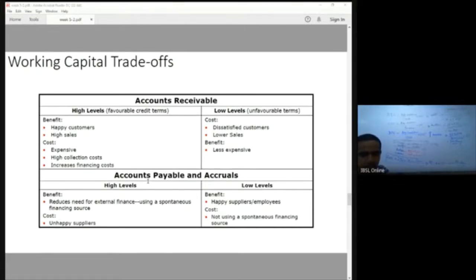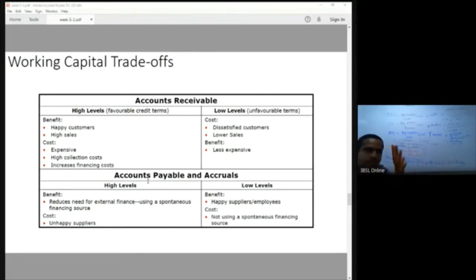Why? Because you might be saving on interest cost. You don't have to fund it. So instead of extending for 91 days, if you can reduce it to 50 days, you will save on some funding cost. You don't have to borrow from banks to bridge the gap. But your customer will be dissatisfied. So it's very important that you strike a balance.